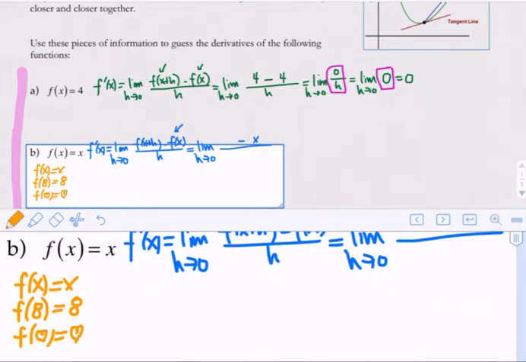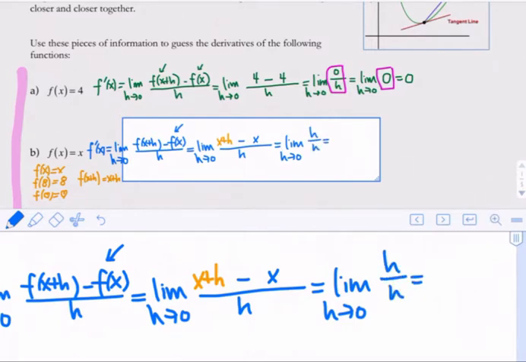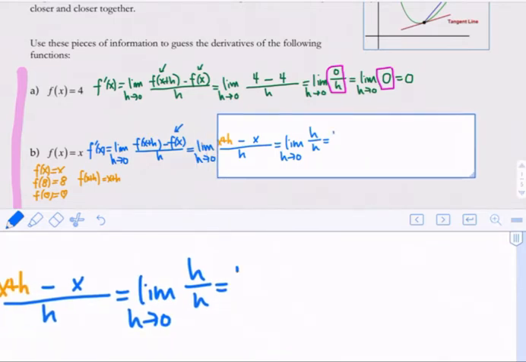And what is f of x plus h? It's just x plus h. And that whole thing is over h. All right, so let's simplify that. The top simplifies quite nicely to h over h. And as we said in the previous example, you don't need to take the limit yet. So let's just simplify that expression. H over h is 1. And then the limit of the constant is just 1. Again, hopefully you knew that.